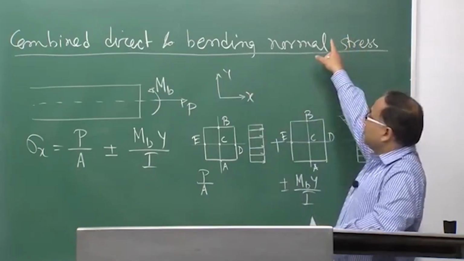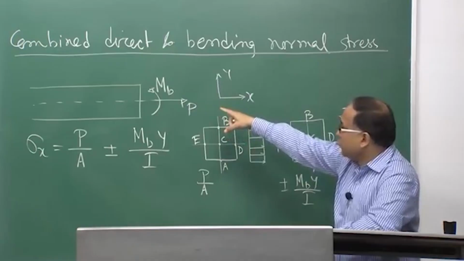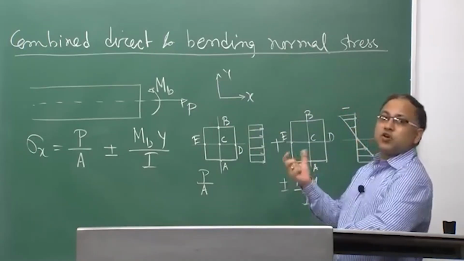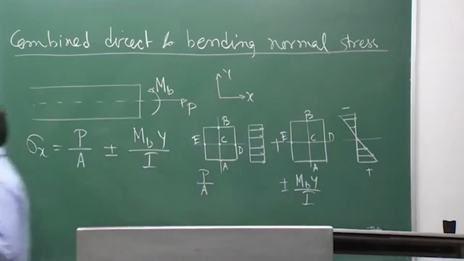Now, similarly, you may have the situation where you have direct loading, something like your P, the axial loading, as well as torsion. You may have that kind of situation also. Let us see what will happen for that.